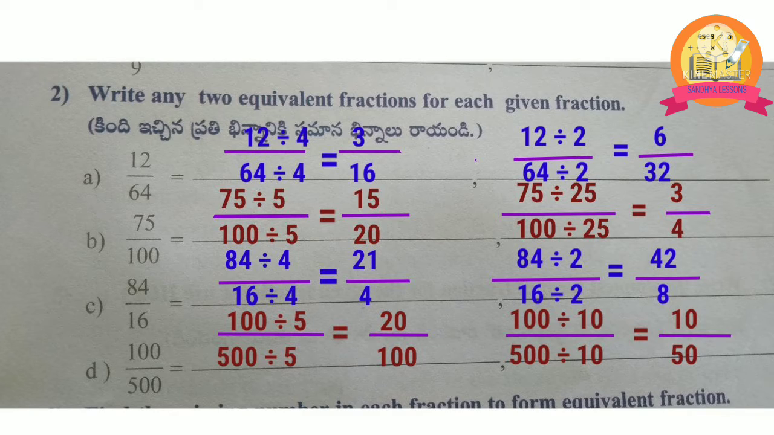Equivalent fractions for 84 by 16. By dividing numerator and denominator with 4 we get 21 by 4. By dividing numerator and denominator with 2 we get 42 by 8.